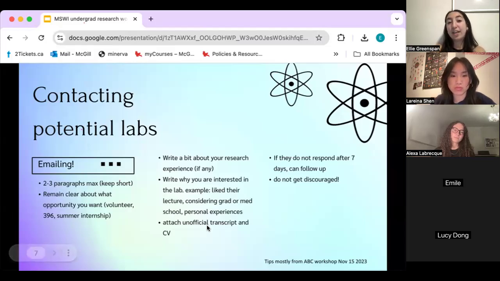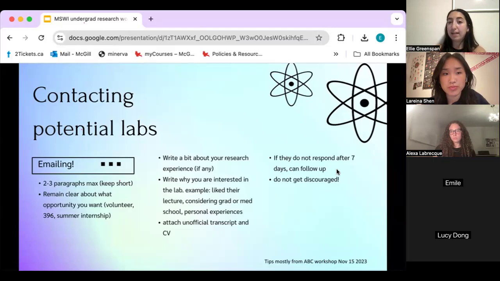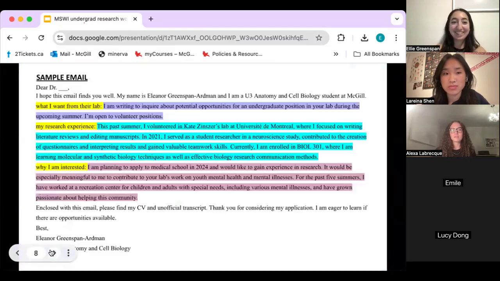And then attaching your transcript and CV is also good. It shows them a bit more about you. They also said in this workshop that if they don't respond in 7 days, you can definitely email back, but there's a chance that they just won't answer you. But one of the labs that I reached out to only messaged me back like 2 months later, and they messaged me back with the opportunity that I'm doing right now. So you never know what's going to happen.